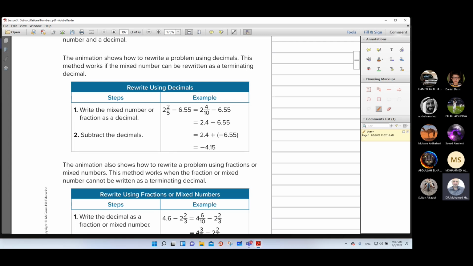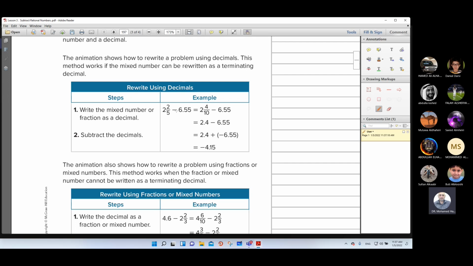For example, here you have 2 and 2 over 5 minus 6.55. Here you have a mixed number, here you have a decimal. So, how do we do this problem? Change the mixed number to a decimal, which will be 2.4. Then you can do the subtraction, 2.4 minus 6.55. The second step: subtract the decimals. We can write it as 2.4 plus negative 6.55.